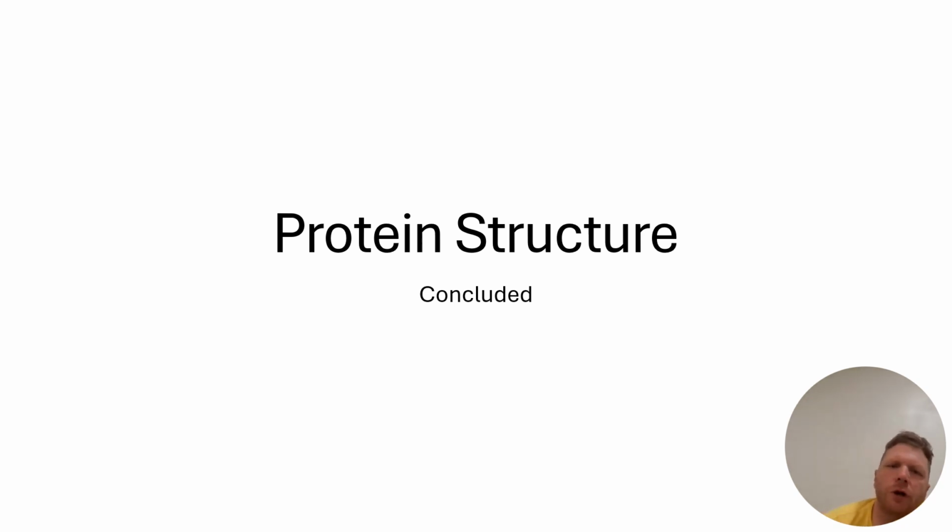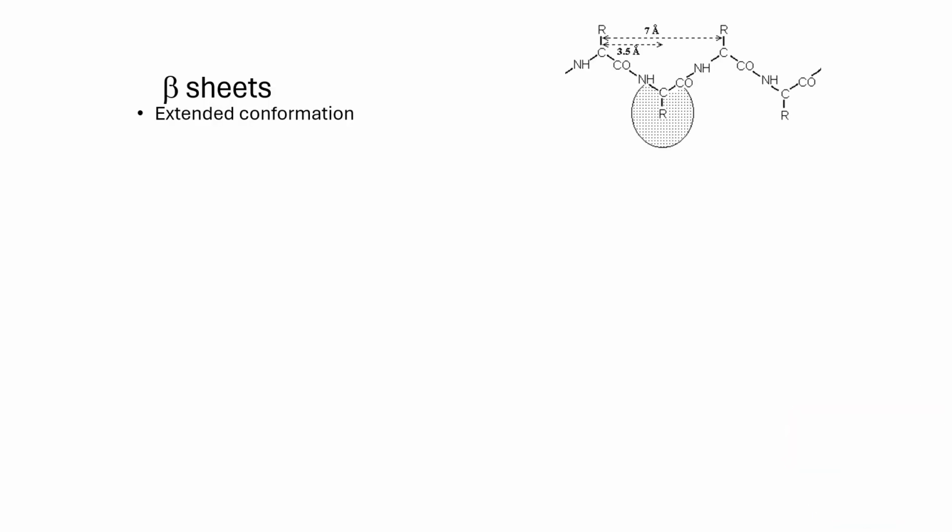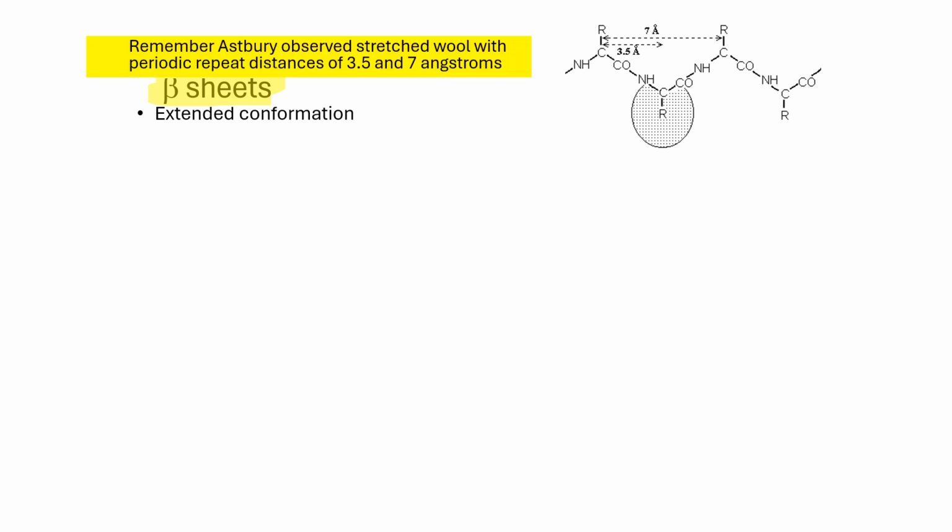So here's our continuation of protein structure. Now, we're going to begin this conversation with our second major secondary structure, that being the beta sheet or beta sheets. These are an extended conformation. The other secondary structure that we've previously talked about are the alpha helices. Now, this is rooted back to some of the conclusions and observations made by William Astbury in terms of the stretches of wool fibers.